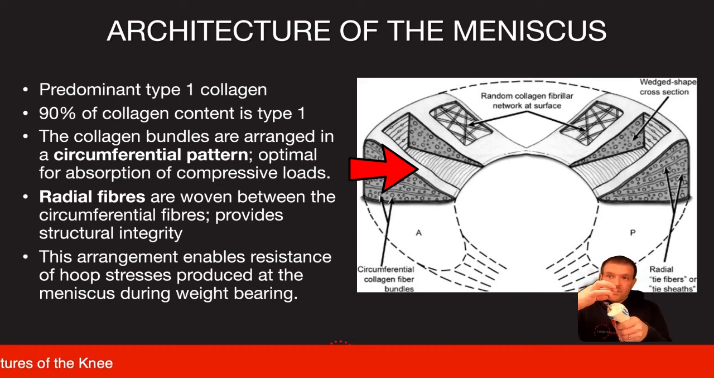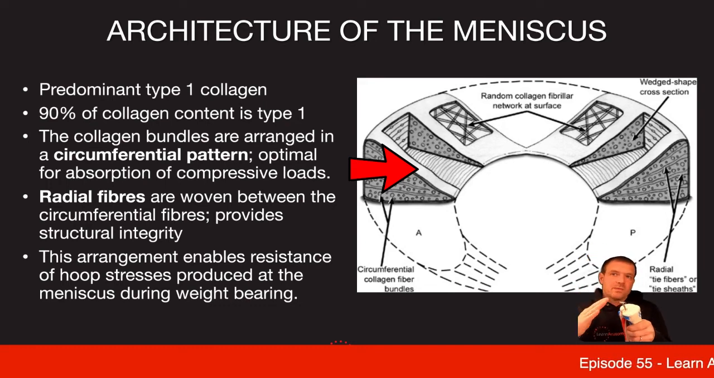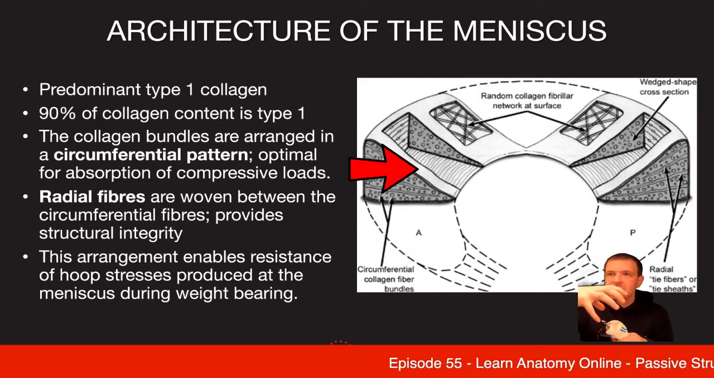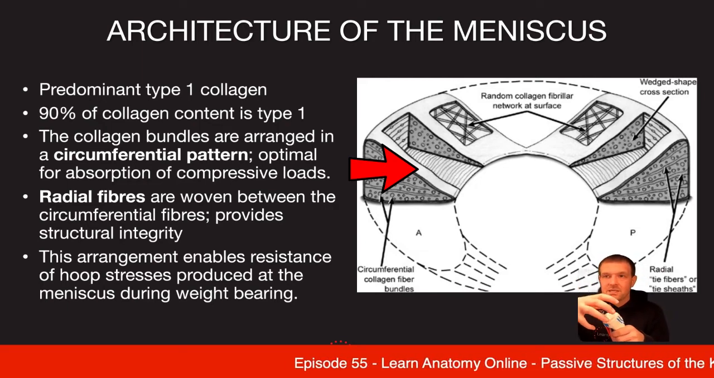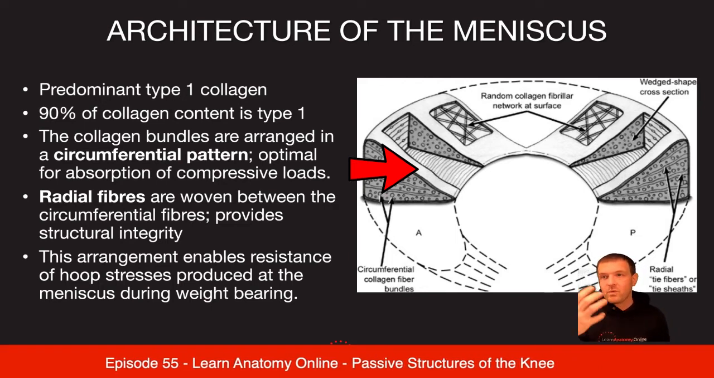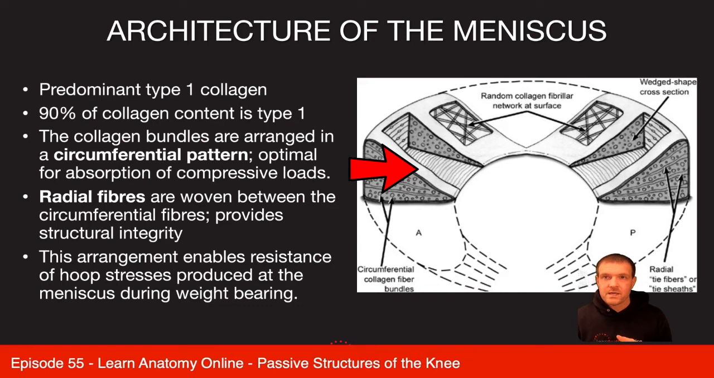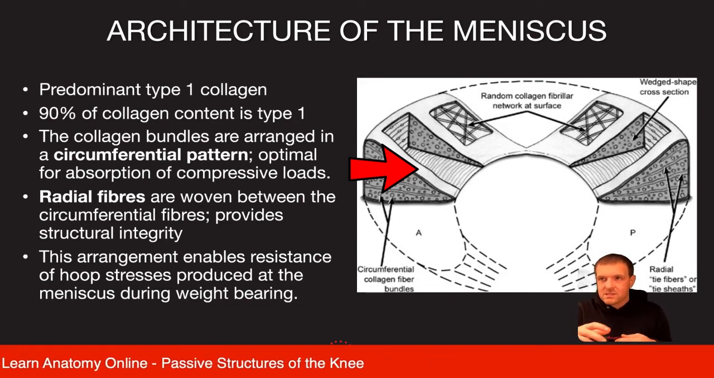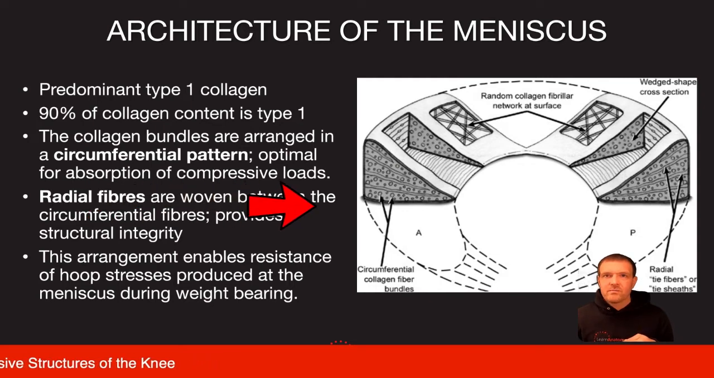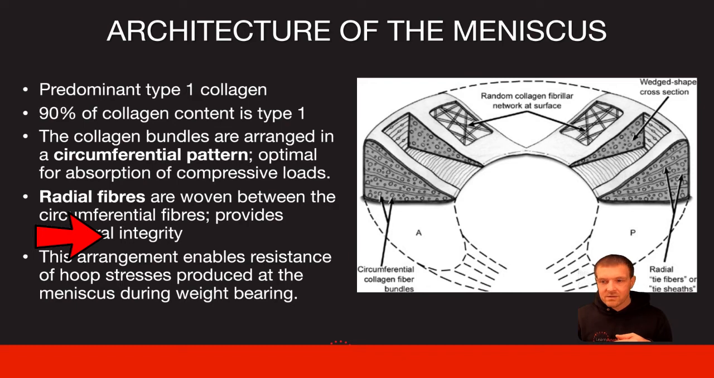So we've got some fibers going lengthways, some fibers going widthways, some fibers going round, some fibers going obliquely, some fibers going in the other direction. So it increases the integrity of that meniscus, and you'll be able to stress the meniscus in different directions without it getting injured. Okay, obviously if it gets twisted excessively, then you can. So the radial fibers are woven between the circumferential fibers, providing structural integrity. Okay.